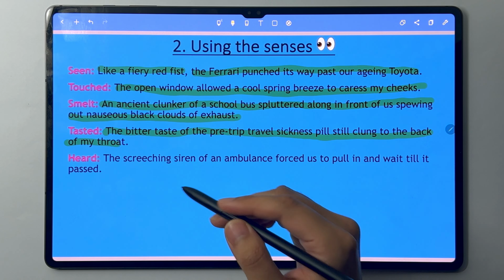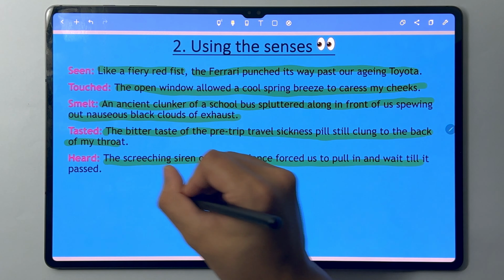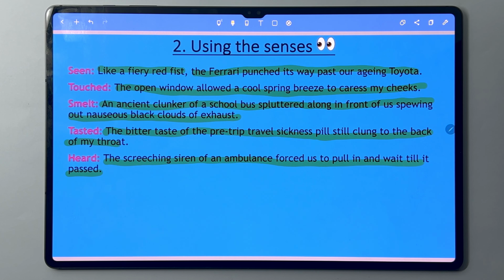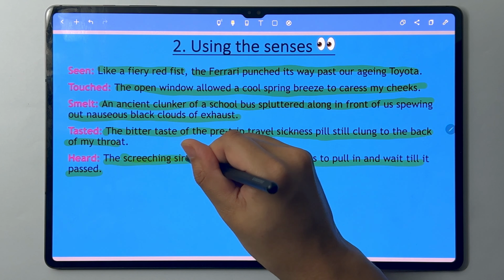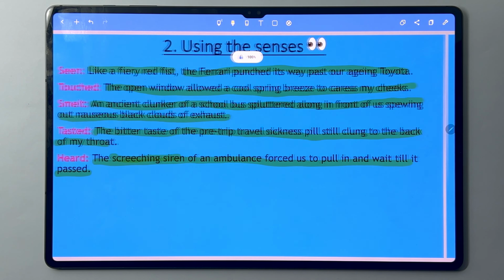And finally, heard: the screeching siren of an ambulance forced us to pull in and wait till it passed. Think about what you can hear. So screeching siren here, you can already tell it's loud sounds. So these are some of the top tips in terms of how to write a fire description. Always remember your five senses.